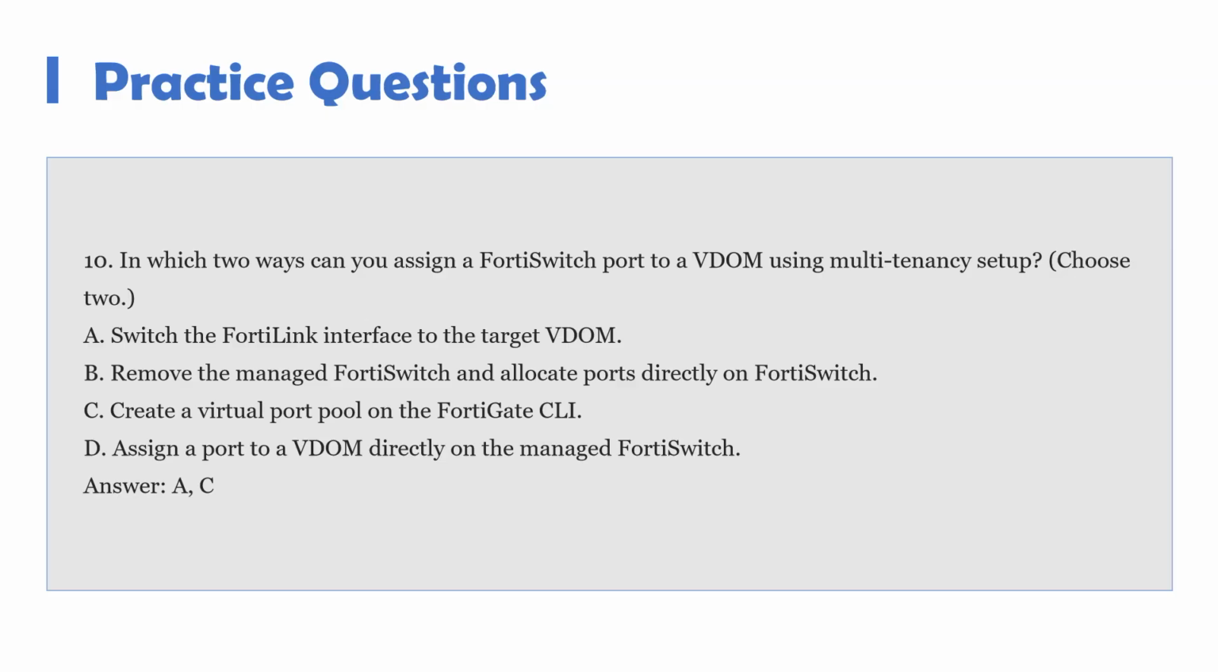10. In which two ways can you assign a FortiSwitch port to a VDOM using multi-tenancy setup? Choose two. A. Switch the FortiLink interface to the target VDOM. B. Remove the managed FortiSwitch and allocate ports directly on FortiSwitch. C. Create a virtual port pool on the FortiGate CLI. D. Assign a port to a VDOM directly on the managed FortiSwitch.